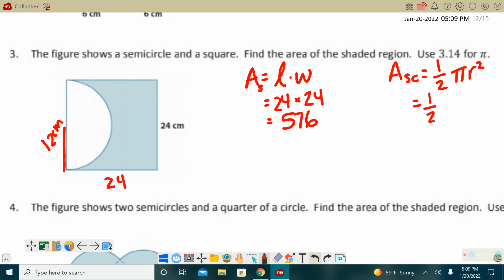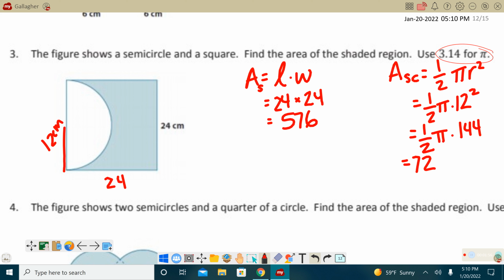So we have half times pi times 12 squared. Remember that dot can also represent multiplication. 12 squared is 144. So I want half, I need the pi, and I need the 144. Half of 144 is 72. So we need 72, and then we're going to multiply by pi.